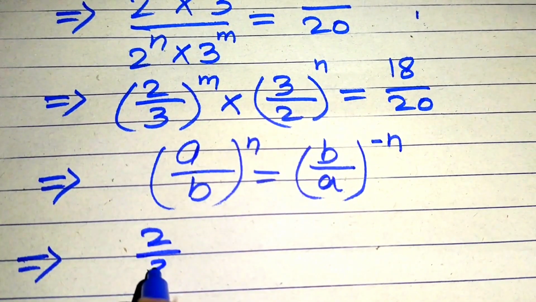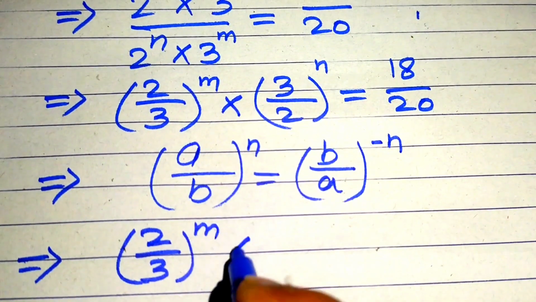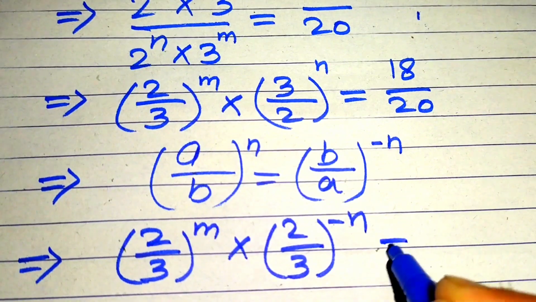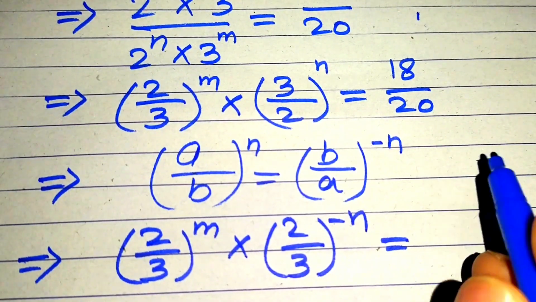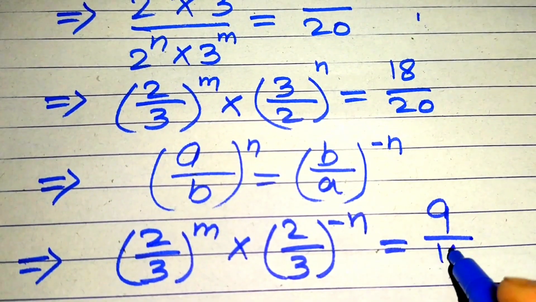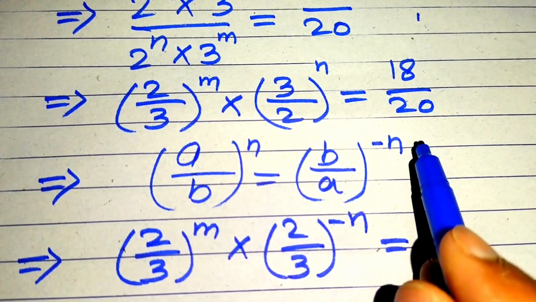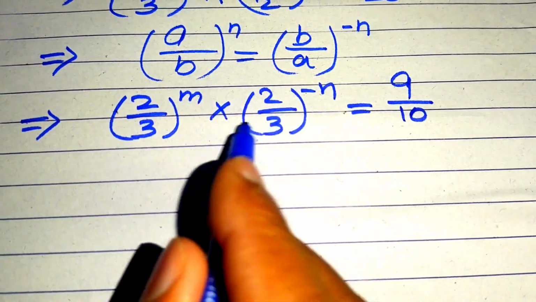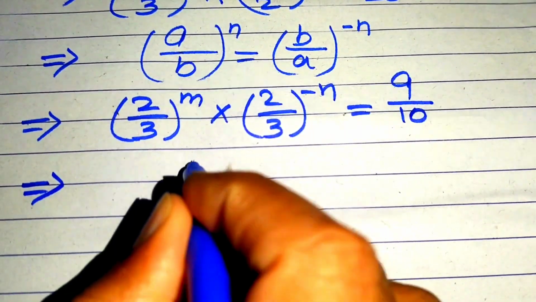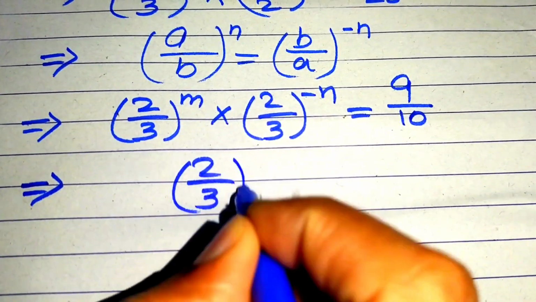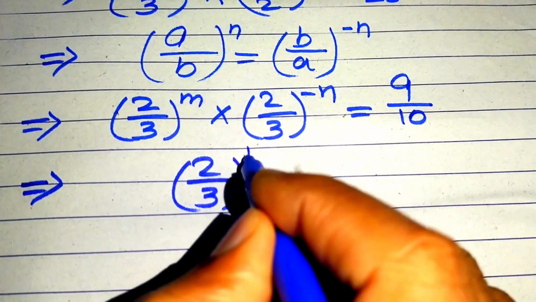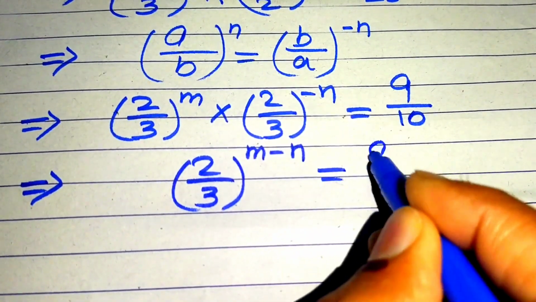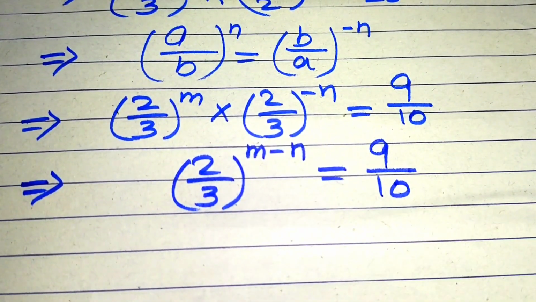So we write it as (2/3)^m multiplied by (2/3)^(-n) equals 18/20, which becomes 9/10. We cancel this by the table of 2. So in the next step you see here the exponents of these terms are also the same. When the bases are the same, we add the exponents and you get (2/3)^(m-n) equals 9/10.